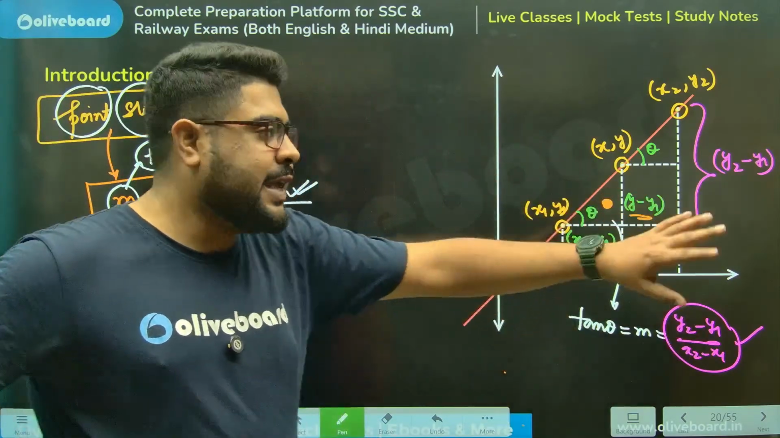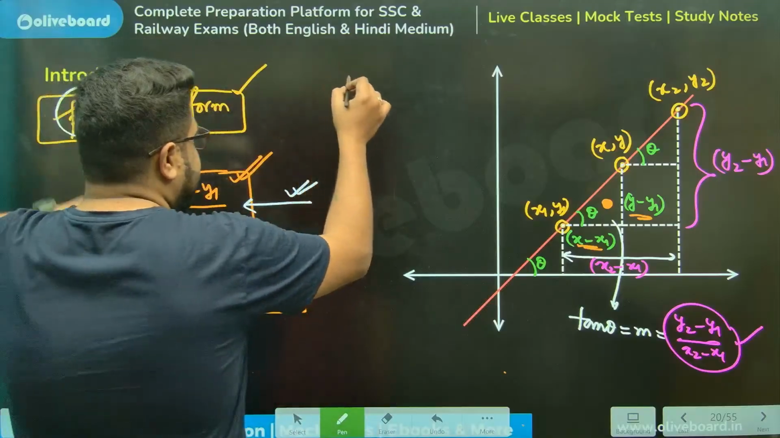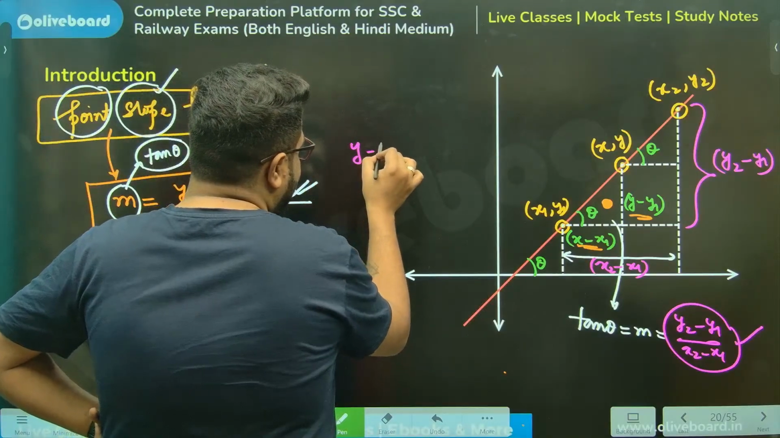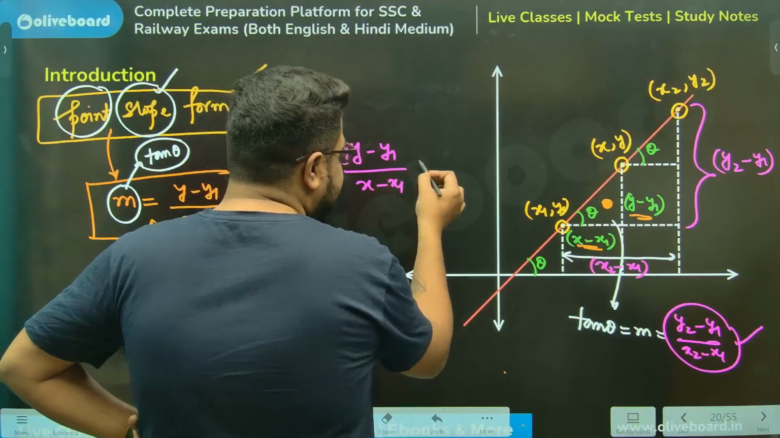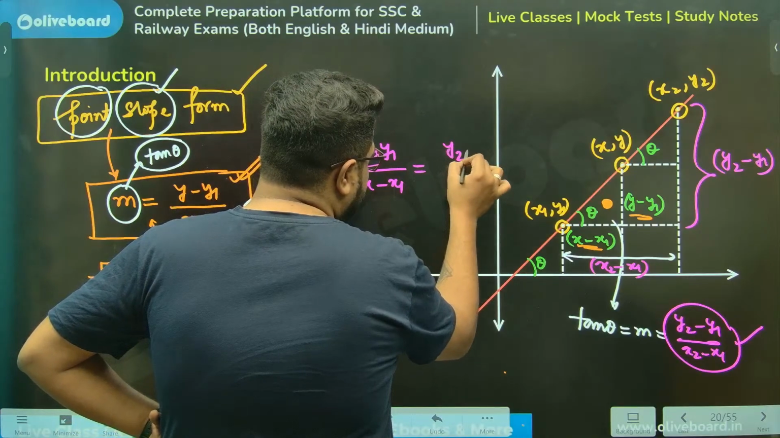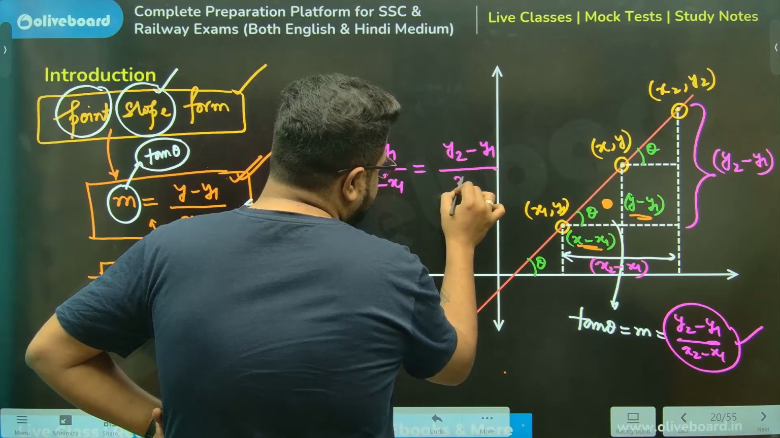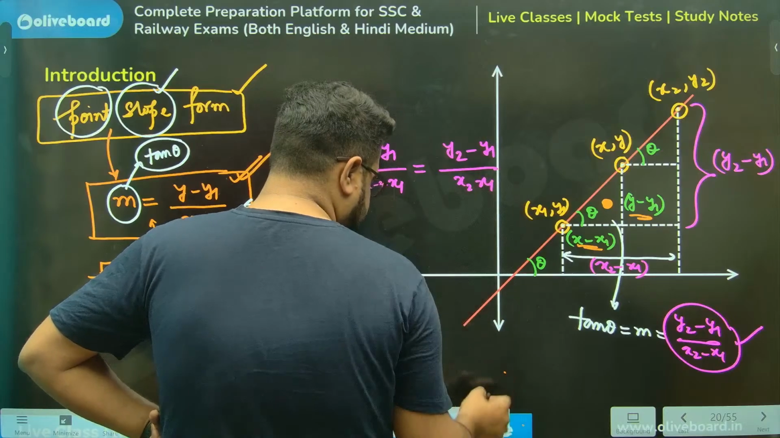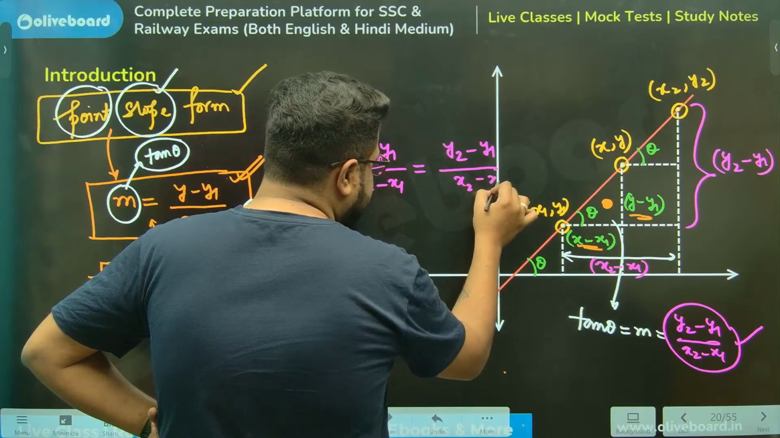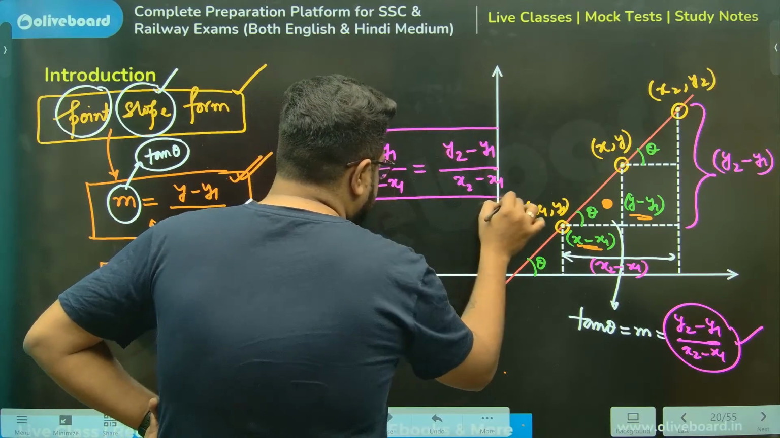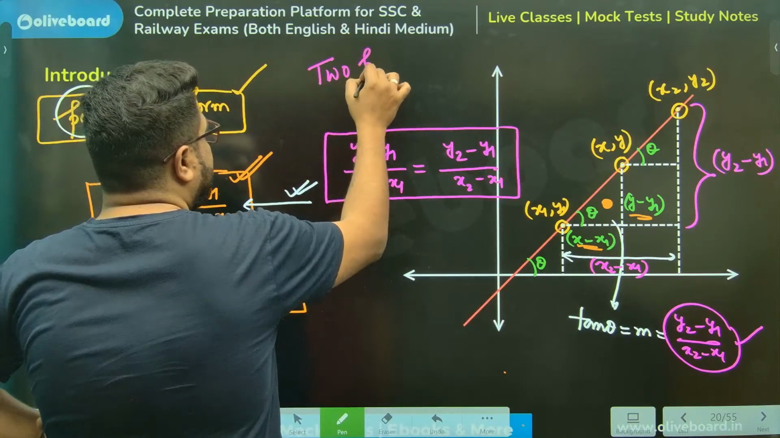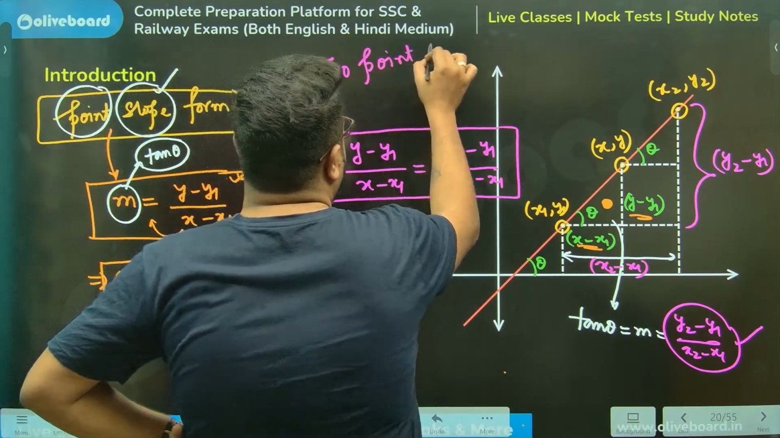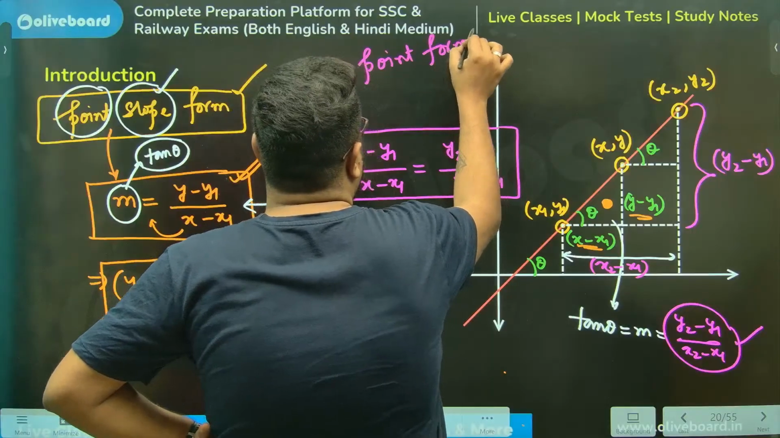So can I equate these two and say, acha, y minus y1 by x minus x1 is equal to y2 minus y1 by x2 minus x1? Can I say this, everyone? Yes or no, please? And if I can say this, this is called the 2-point form. But again, the game is not over yet.